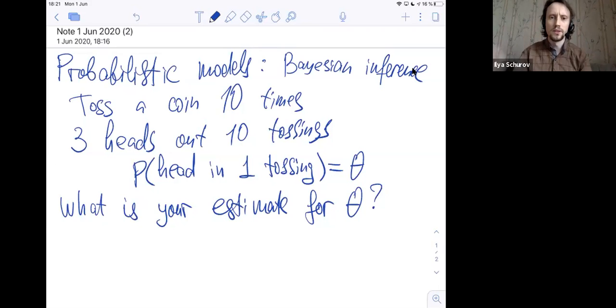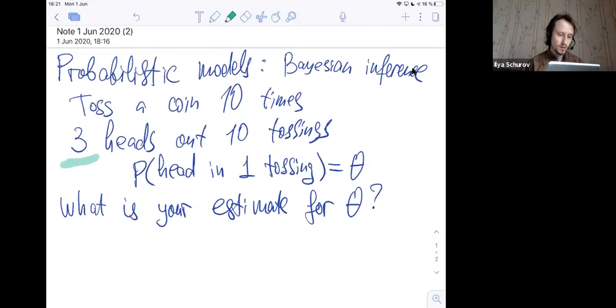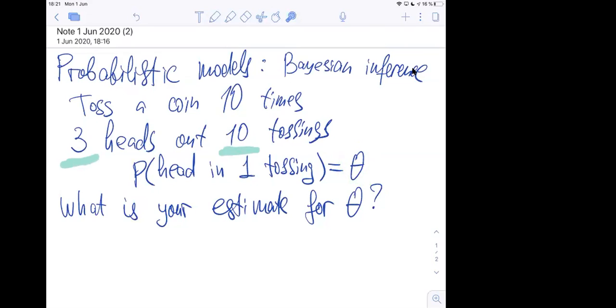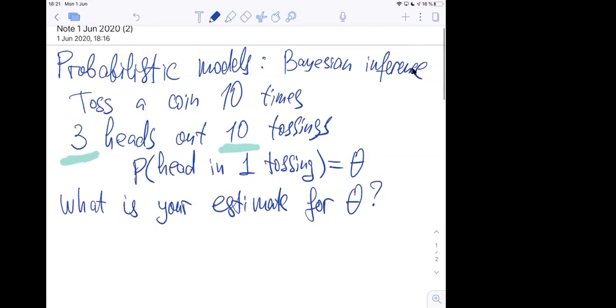So there is a question. Do you have to recall the formula for confidence interval? No, I just want your point estimate, just one value, one number. How can you estimate theta from this data? You have some data, this 3 out of 10. We use maximum likelihood estimation, and our best estimate here is 0.3.